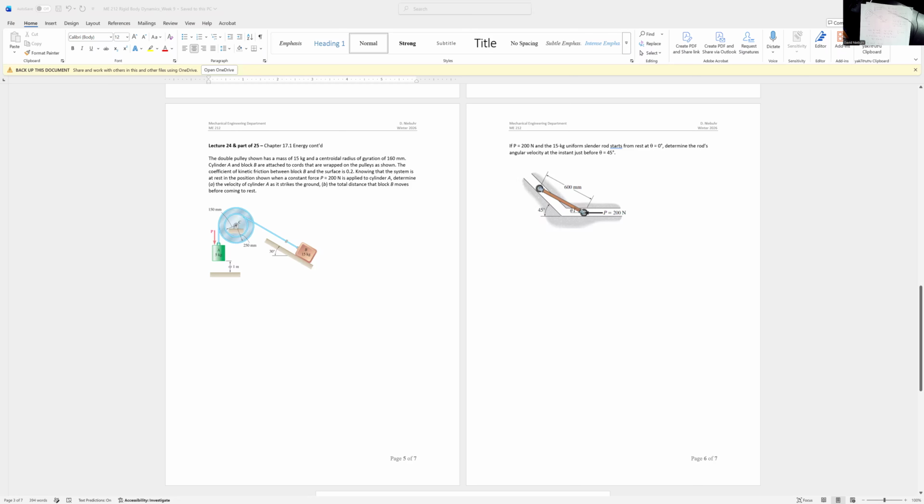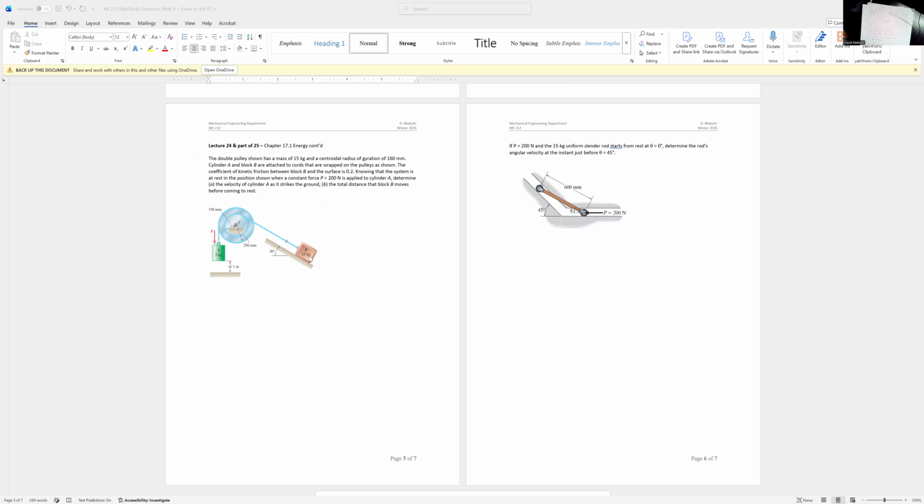Okay, so let's look at another problem. This one here. And we're looking at this one here, this energy problem. Now, I like this one because it encompasses a couple of things with energy. So if we think about what we're doing, we have a double pulley. We're given the information about it.